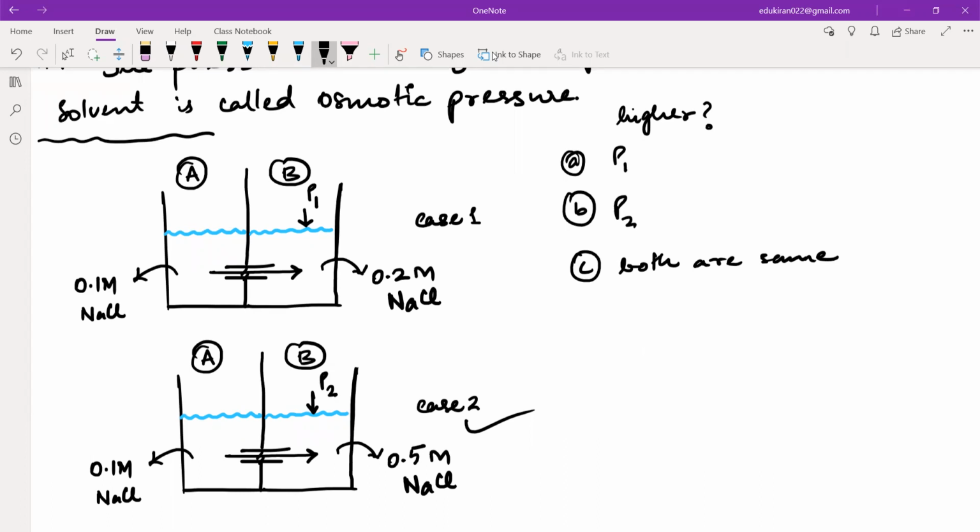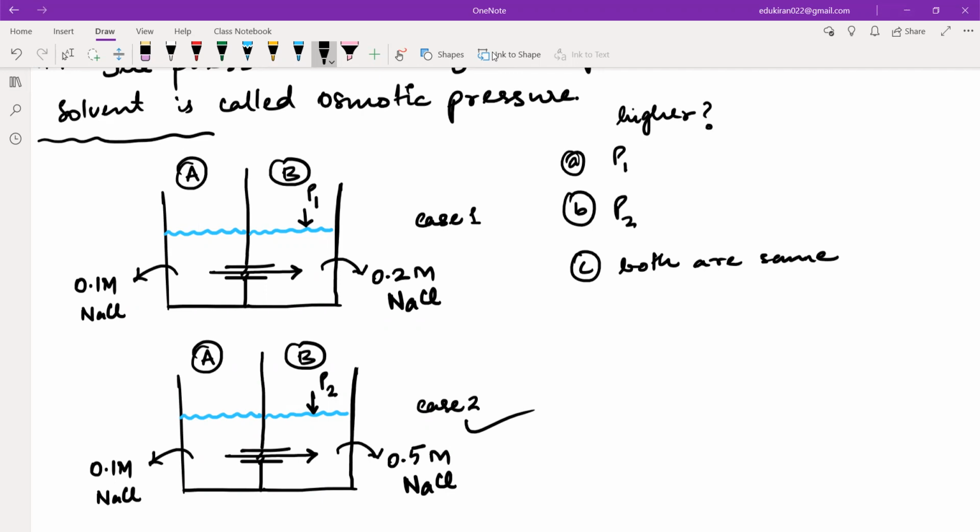P1 is the osmotic pressure in that 0.2. Case 1. Yeah, case 1 and case 2. Okay, fine. P1 is the pressure that is applied in order to stop the flow, right? Yeah. Now you tell me, which will be higher? Where do I have to apply more pressure to stop the flow? In case 1 or in case 2?